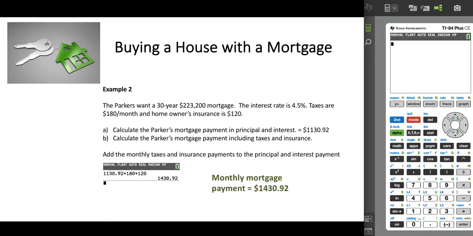Well, the taxes are $180. The insurance is $120. When I add that all together, their monthly mortgage payment is going to be $1,430.92.